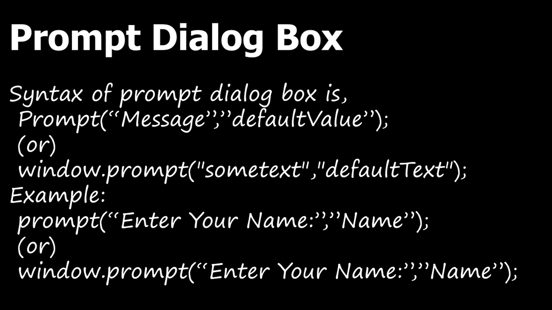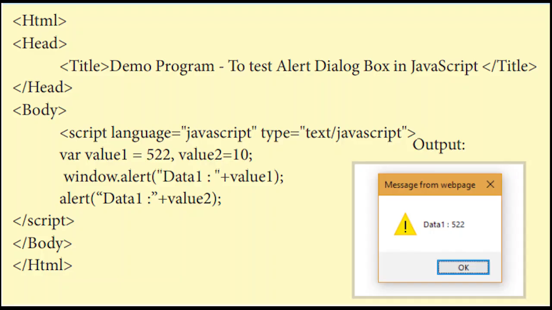Okay, here first let's see the example for alert dialog box. In alert dialog box we know the head tag, right? Inside the body tag, the first line is to insert the JavaScript, right? Next one, variable value 1 is equal to 522, value 2 is equal to 10. After that, if you see window dot alert, inside the bracket, inside double quotes, we have data 1, right?